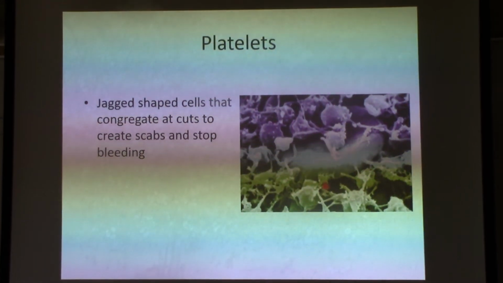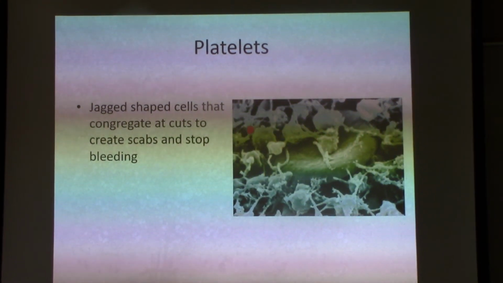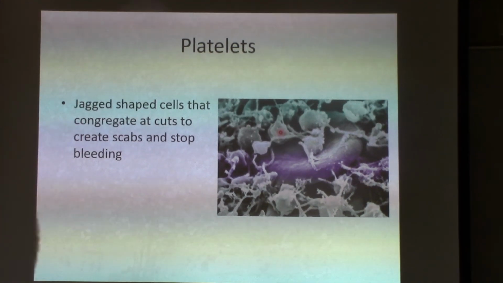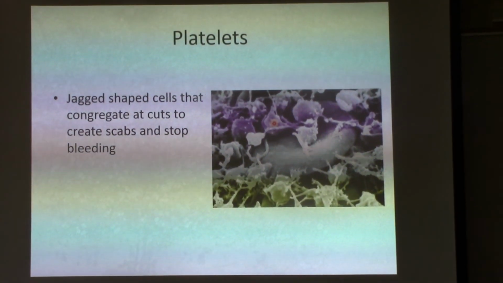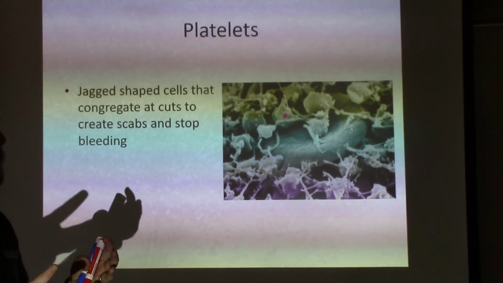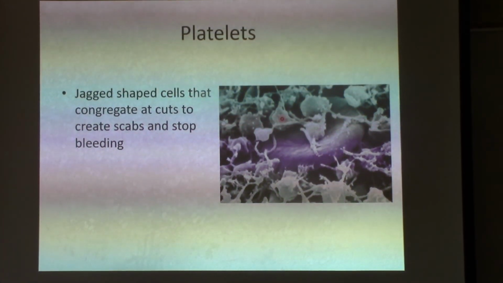These are platelets. Platelets are fragments of cytoplasm from white blood cells, and they help clot blood. All right, so they have enzymes that work and hormones that communicate with the rest of your circulatory system to clot blood when there's an open cut.